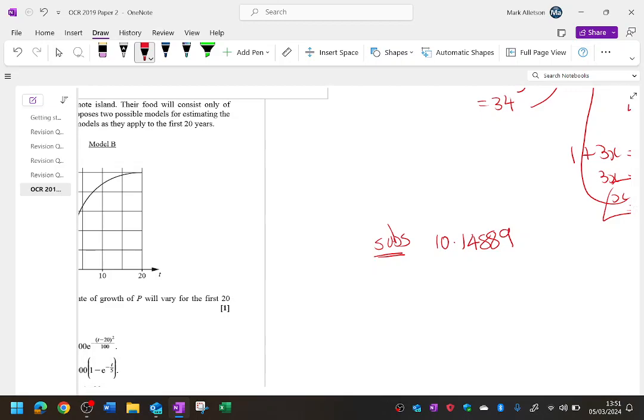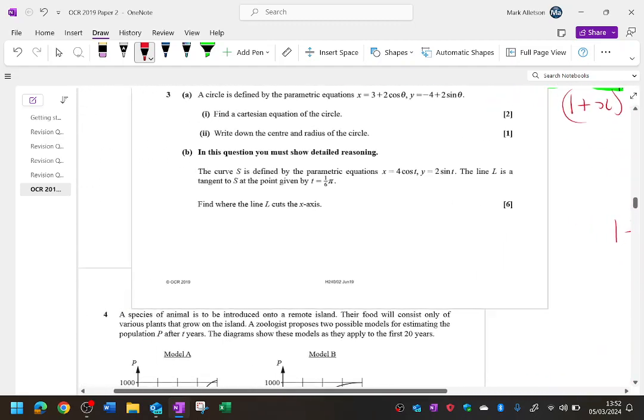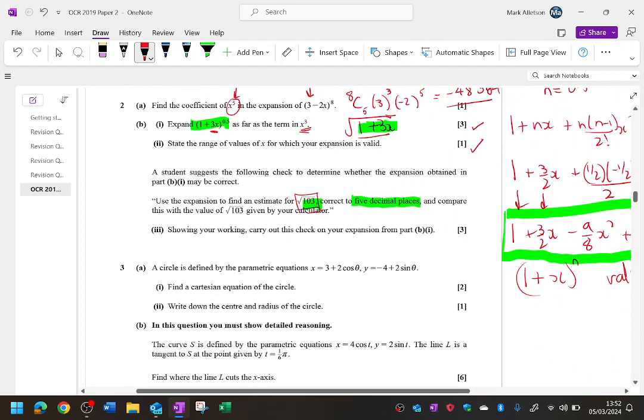So that's the substitution. We now need to do it from the calculator. If I type it onto my calculator, I get 10.14889, and it goes 1 next. So yes, I would say it agrees. Okay. That is question 2 done.